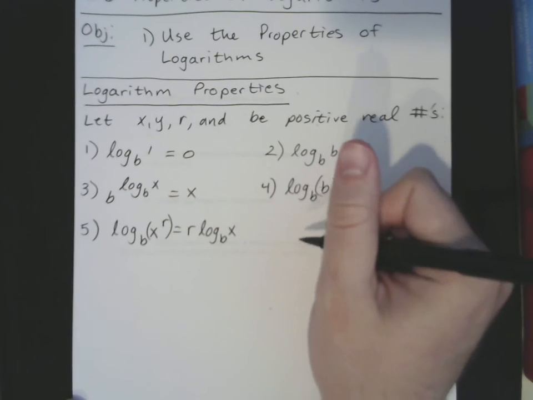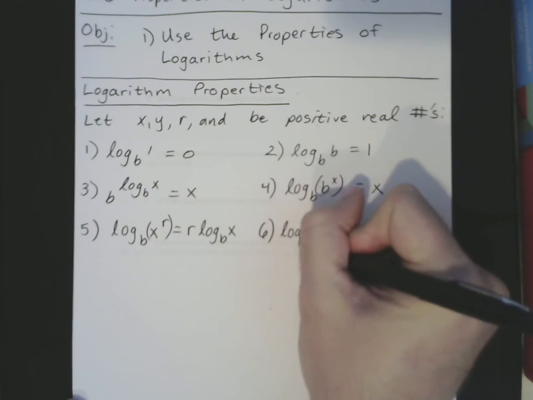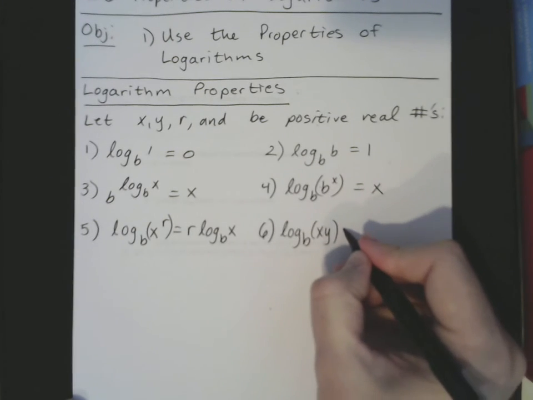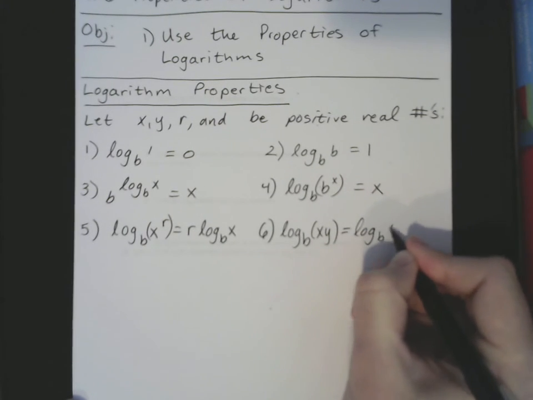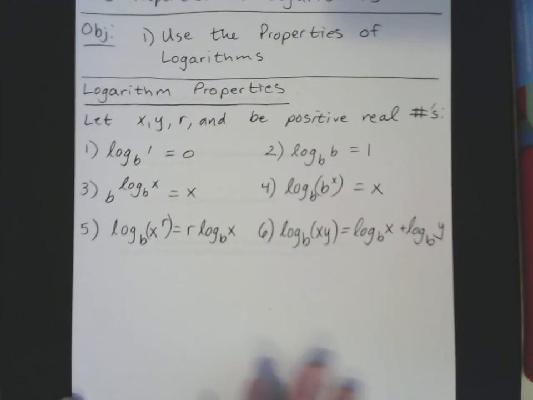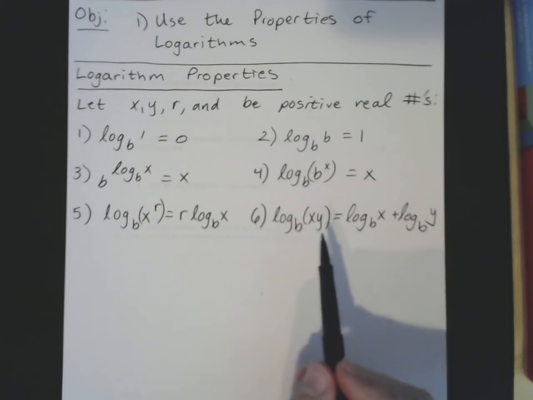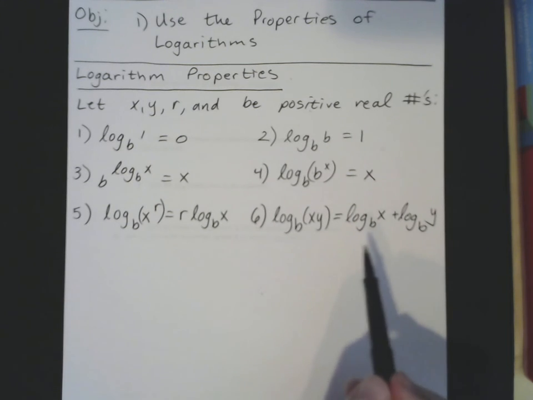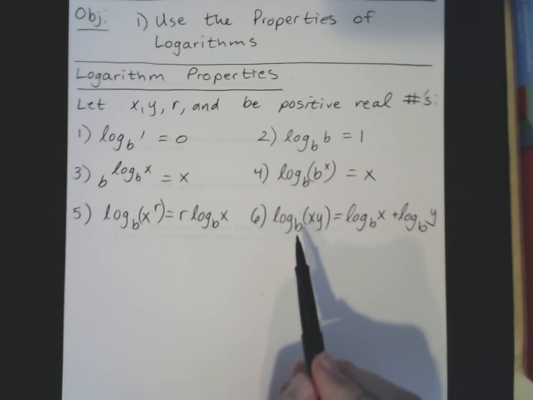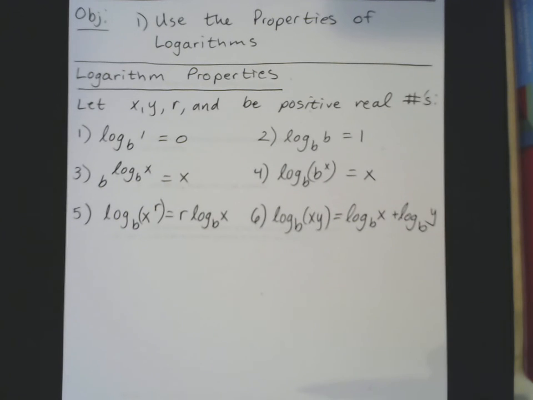So this is a very useful property. Number 6 is log base b of xy being multiplied equals log base b of x plus log base b of y. So we call this the product property, or the sum. It's the product sum property of logarithms. So if you add two logarithms that have the same base, you can combine them into one logarithm with that base where the arguments of each are being multiplied.